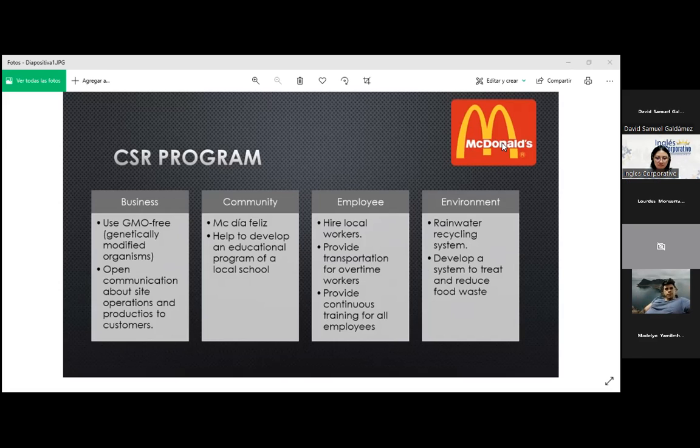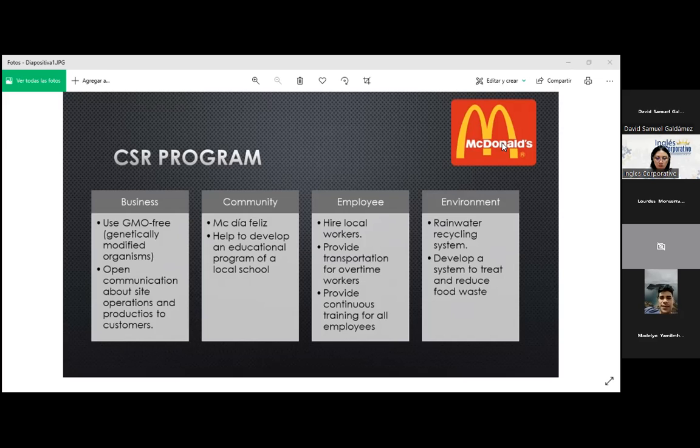For the next example, about the employees, we chose options like hiring local co-workers. We know this is a worldwide company, so every time they enter a new country, they should create employment for the local people. Then provide transportation for overtime workers. We mean to take care of the employees. We know every country is different, so for example, in our country, this is a mandatory thing. I think they should take care of them and provide continuous training for all employees, from the new employees to even the executives, so they can learn new things, make the business grow, know the consumer, and have new ideas.